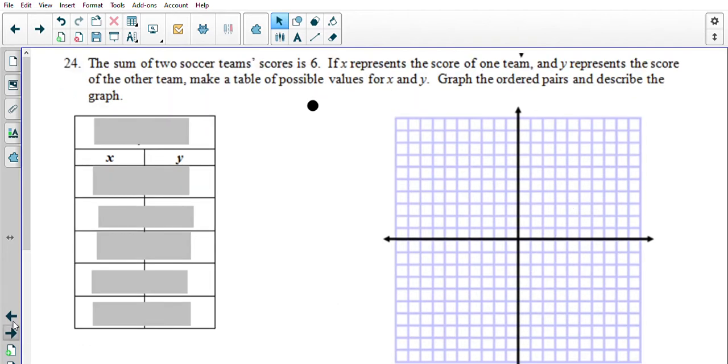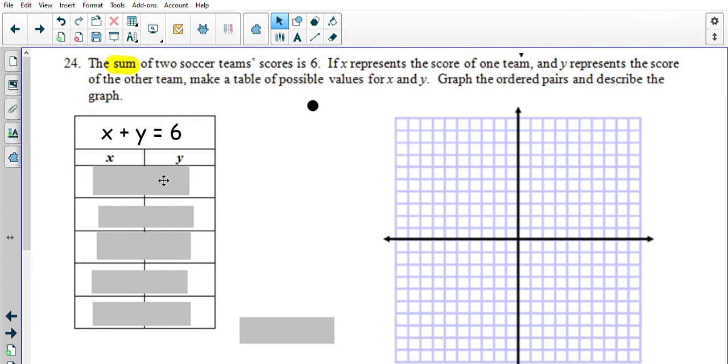All right, number 24. The sum of two soccer team scores is 6. If X represents the score of one team and Y represents the score of the other team, make a table of possible values for X and Y, graph the ordered pairs, and describe the graph. All right, so for this one, it's the sum of two team scores. So that means we need to have an addition statement. So I've got to have X plus Y equals 6.